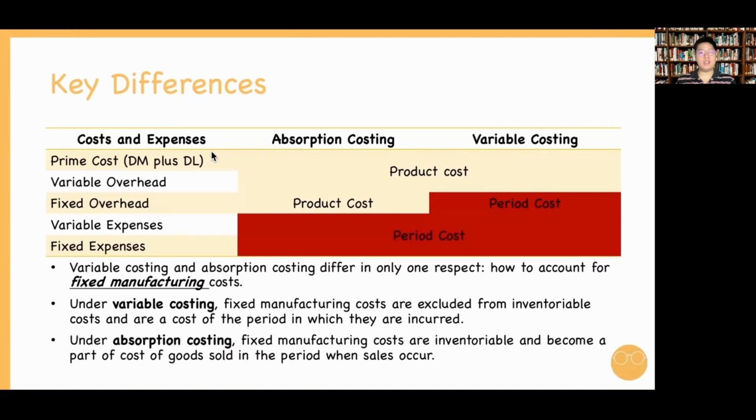Under variable costing, fixed manufacturing costs are excluded from inventoriable costs and are a cost of the period in which they are incurred, whereas under absorption costing, fixed manufacturing costs are inventoriable and become a part of cost of goods sold in the period when sales occur.